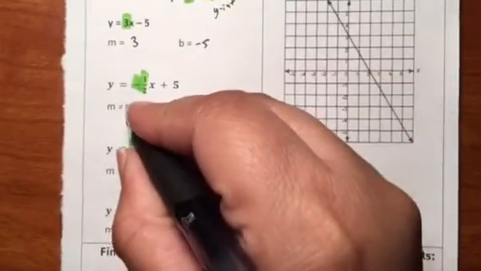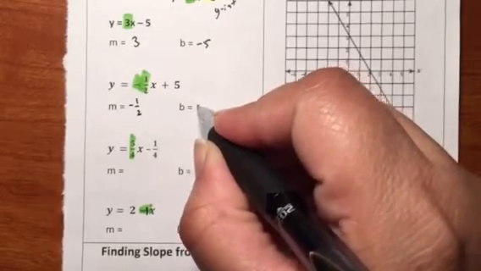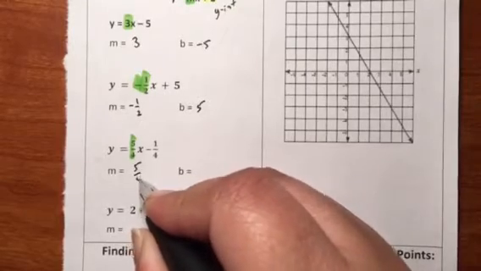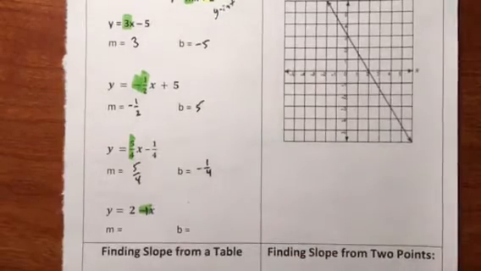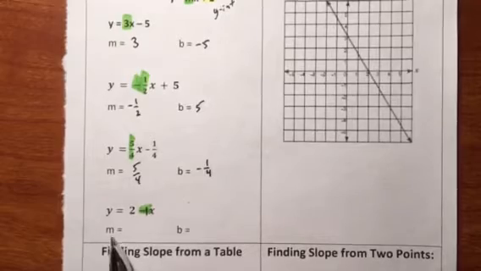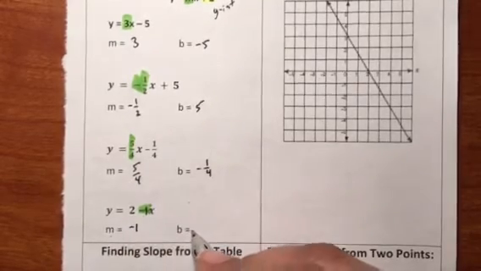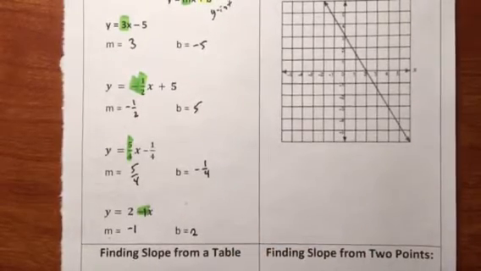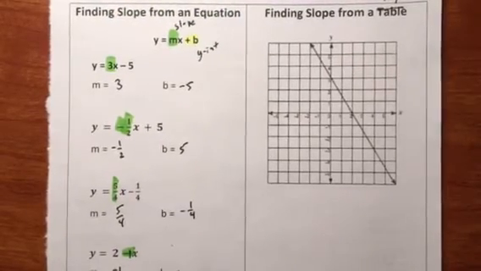Our slope here is negative 1/2. Our y-intercept is 5. Our slope is 4/5. Our y-intercept is negative 1/4. Okay, our slope here is negative x. Our y-intercept is positive 2. So that addresses slope from an equation.